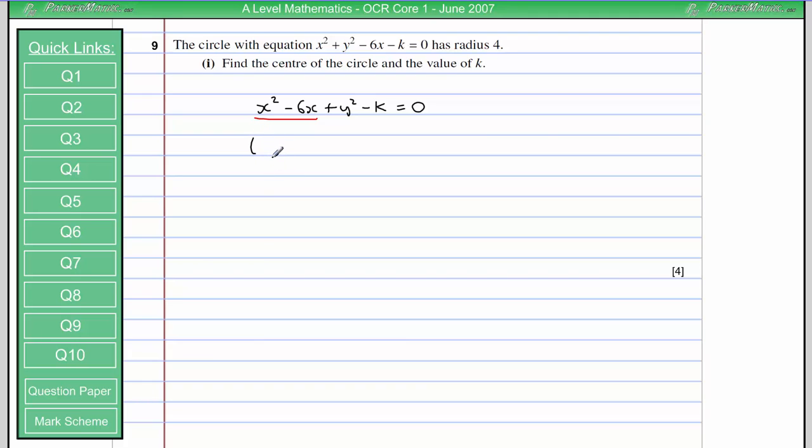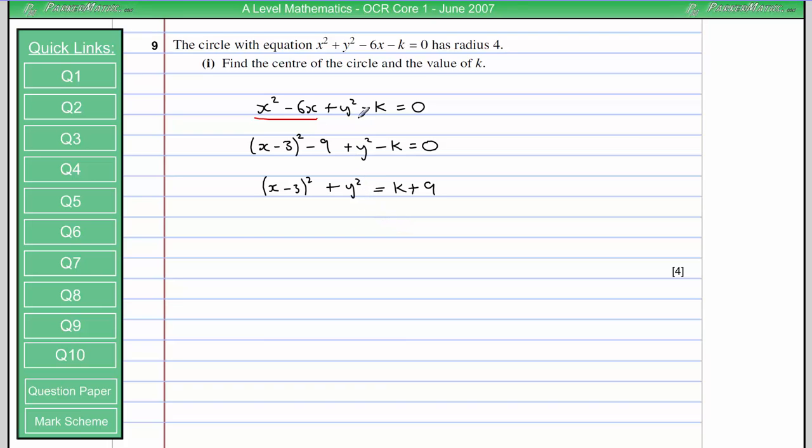So hopefully you can remember from an earlier question on this paper, this bracket here, the square part, will become x minus 3 squared, but that would give us an extra plus 9 if we expanded it, so we need to have minus 9 here. We've still got these other parts, so we've still got plus y squared minus k equals 0. The next thing we're going to do is take all the constant terms that don't involve x or y over to the other side. So I'm going to keep this bracket, I'm going to keep the y squared, but I'm going to add k and I'm going to add 9, so I get equals k plus 9.